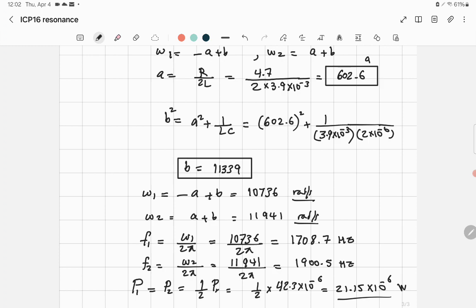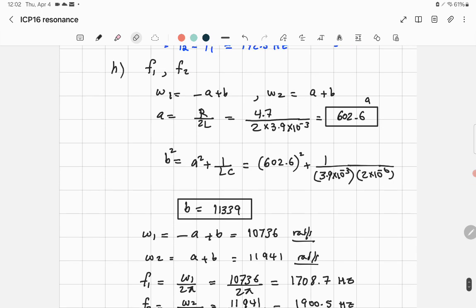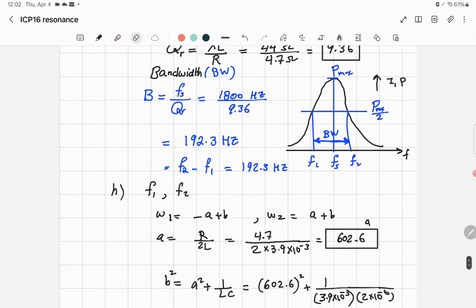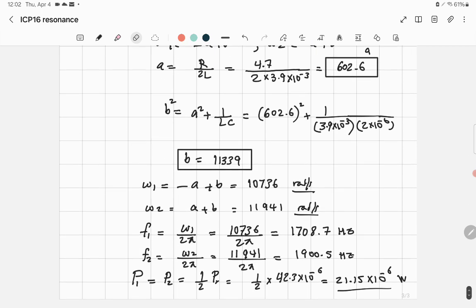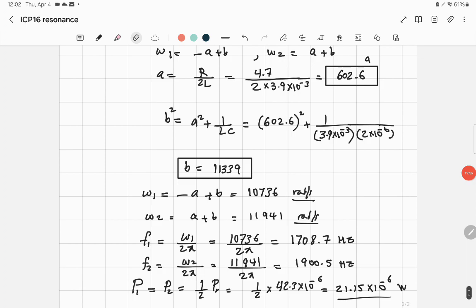And you can check the values that you obtained for F1 and F2. You subtract them, and it should be very close to the bandwidth we just calculated in the other problem. That should be close to 192. Okay, that's all. All right, I hope that you enjoyed.